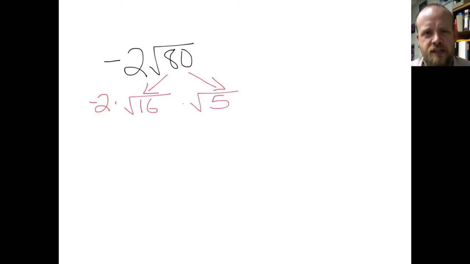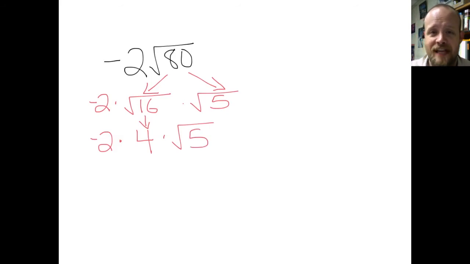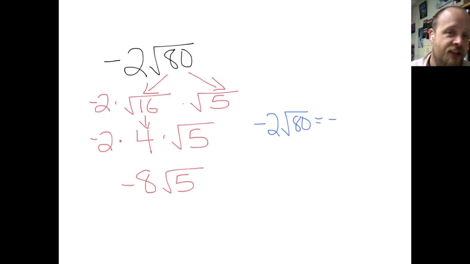You'll notice as we're doing this, the most important thing is knowing your multiplication tables. That's more important than anything. So 16 becomes 4. Our square root of 5 stays as the square root of 5. And so we get negative 8 times the square root of 5. So negative 2 square root 80 simplifies to negative 8 times the square root of 5.